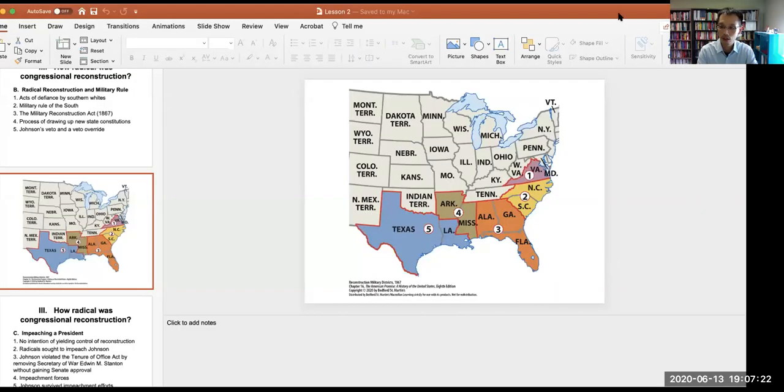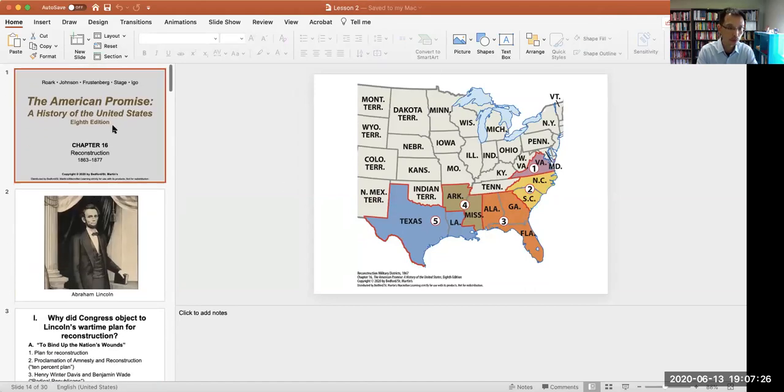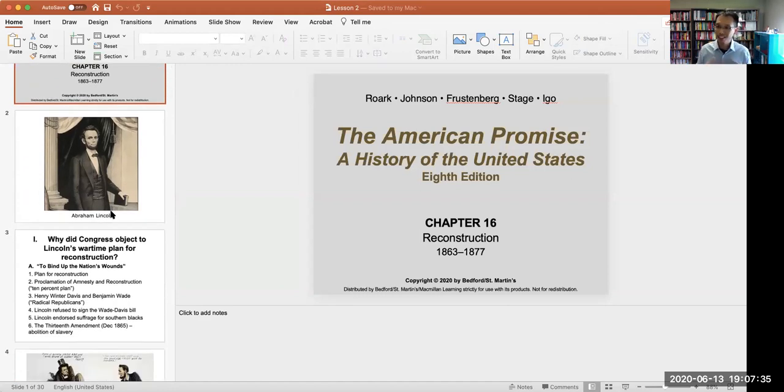Okay. So again, this is not entirely new, but just a quick revision. In this first chapter, we began by talking about Lincoln's approach to Reconstruction. And remember, this began even before the Civil War concluded. So you should be able to describe Lincoln's plan to restore the Union at the end of the Civil War.